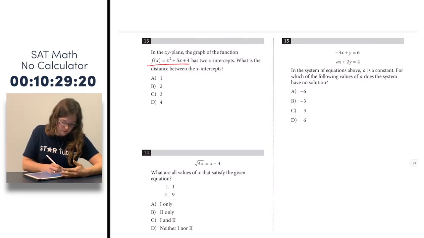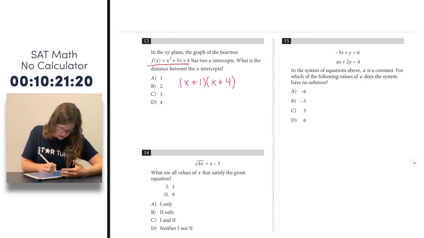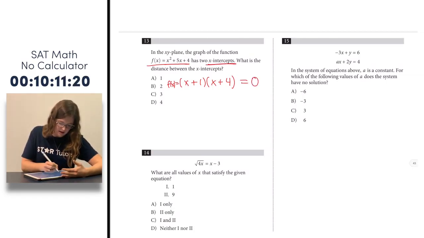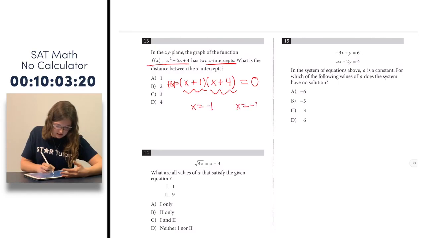So I'm looking for two numbers that multiply to 4 and add to 5. I'm going to pick 4 and 1. So I have x plus 1 times x plus 4 as my function f of x. That means the x-intercepts are where this function equals 0. So either x plus 1 is 0 or x plus 4 is 0. So the zeros are x equals -1 and x equals -4.